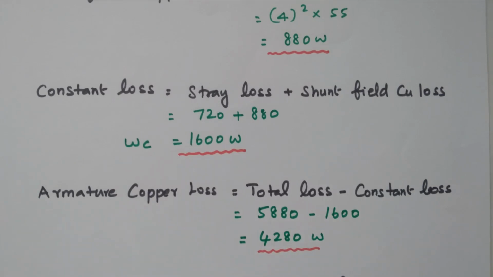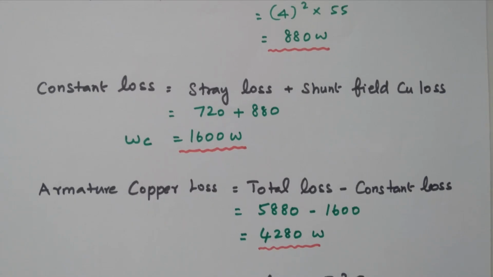Right. So, first we calculated the power input. From the efficiency, we calculated the power output. From power input and output, we calculated the total loss. Then we calculated the shunt field copper loss. Then we calculated the constant loss, that is the sum of stray loss and shunt field copper loss. Then the total loss is nothing but constant loss plus armature copper loss. From that, we calculated the armature copper loss.